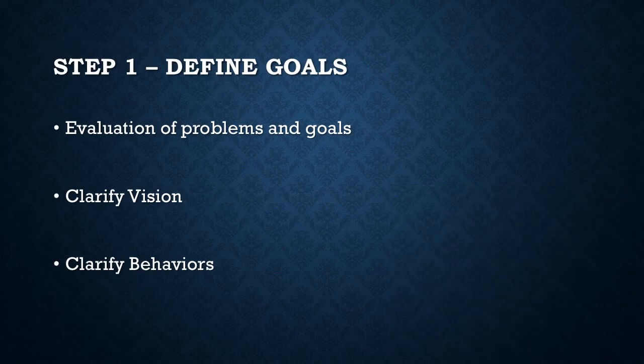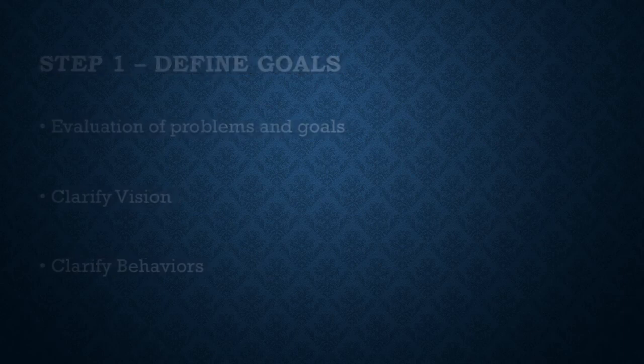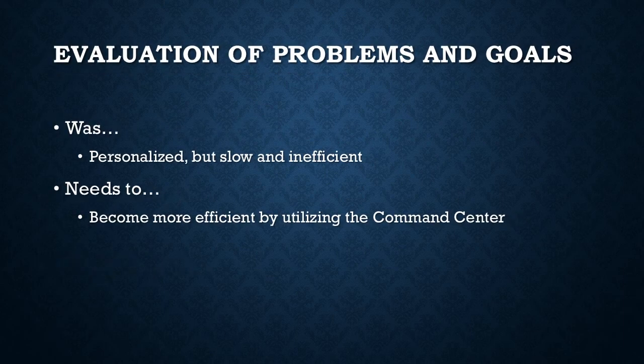Step 1. Define goals. This step includes evaluating problems and goals, clarifying the vision, and clarifying the expected behaviors. The evaluation of the problems facing Community Medical Centers leads us to the conclusion that the old way of doing things was personalized, yet slow and inefficient. The hospital needs to change something about the way employees interact with the new command center to increase the level of efficiency within the organization.